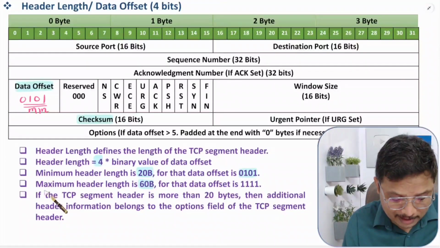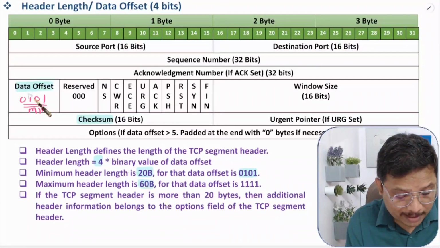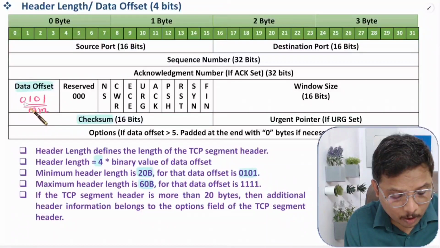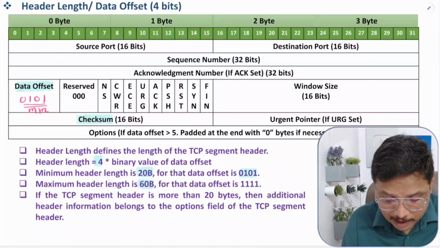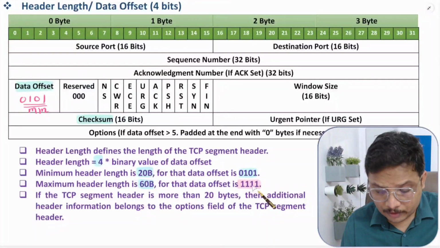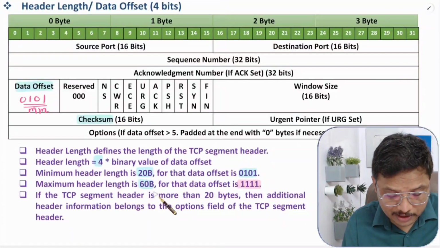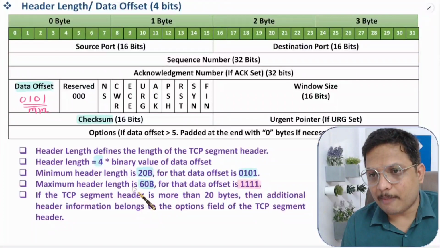Now if you want to calculate the maximum header length, then how is it maximum 60 bytes? It is maximum 60 bytes as per the maximum value of data offset, which could be all ones. 1, 1, 1, 1. That could be all ones, right? If it is 1, 1, 1, 1, then it will be 15. 15 into 4, that will be 60. So maximum header length will be 60 bytes.